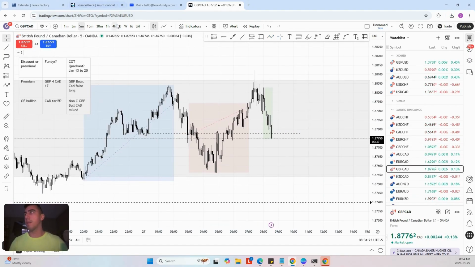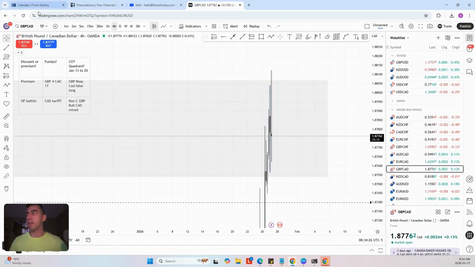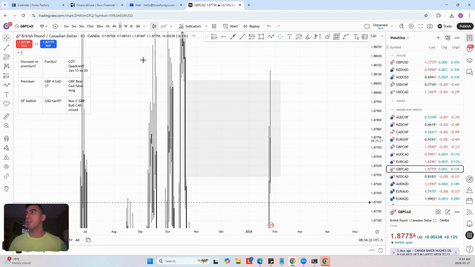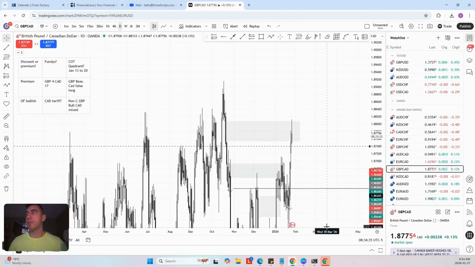Same as GBP CAD. I was looking at this yesterday, nothing came into fruition. That's completely okay, because we don't really expect much on Mondays, but we are in a premium here.